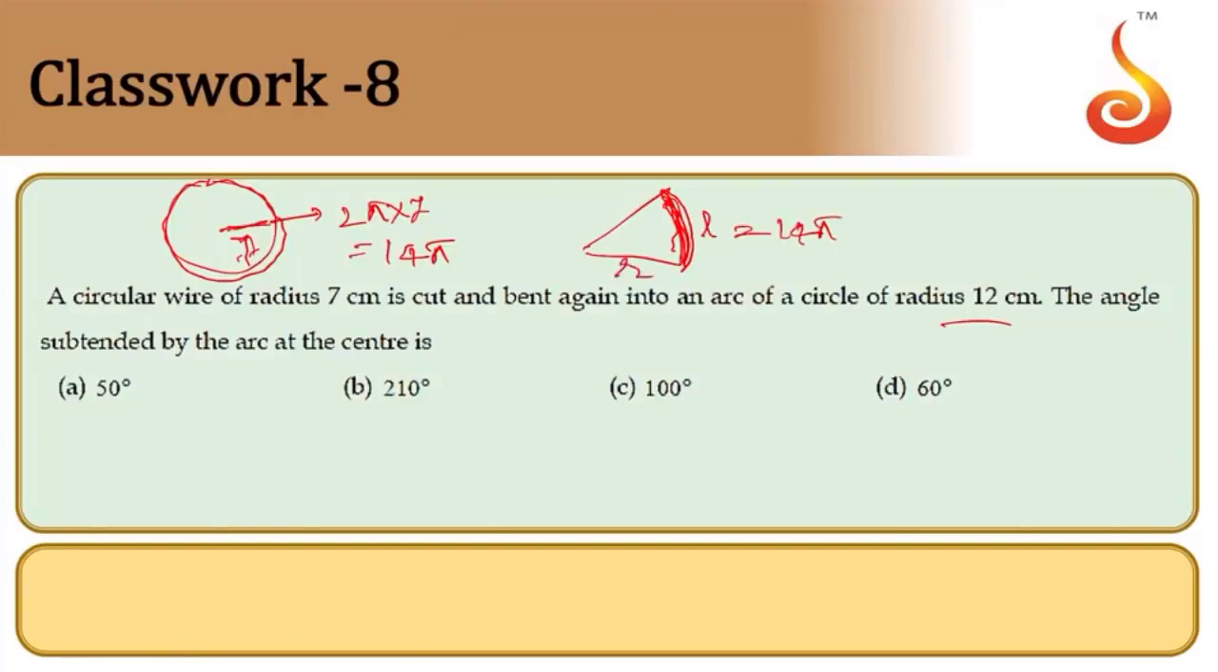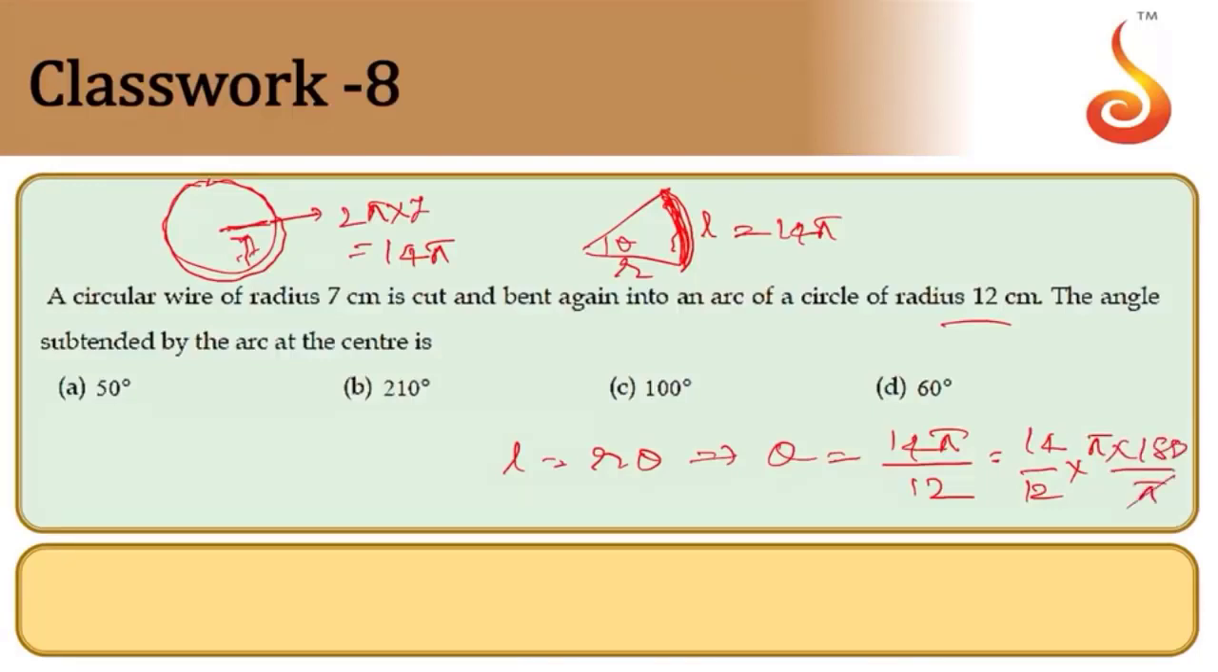But from the basic formula, L is equal to R theta, where theta is the angle of the sector measured in radians. Let me consider theta equal to L divided by R, where L is 14 pi and R is the radius, which is 12. Now let me simplify. This is 14 pi divided by 12, and for degrees, this can be multiplied by 180 divided by pi. When you simplify, you get the required answer as 210 degrees. The answer is B.